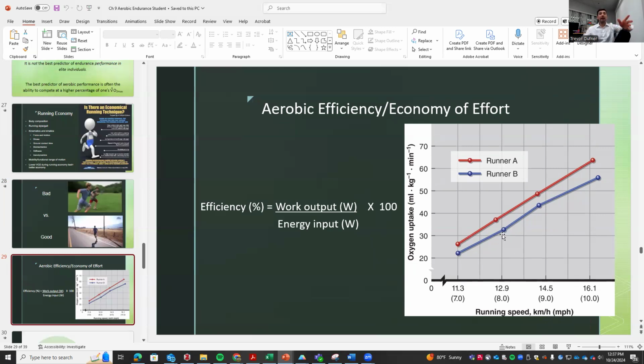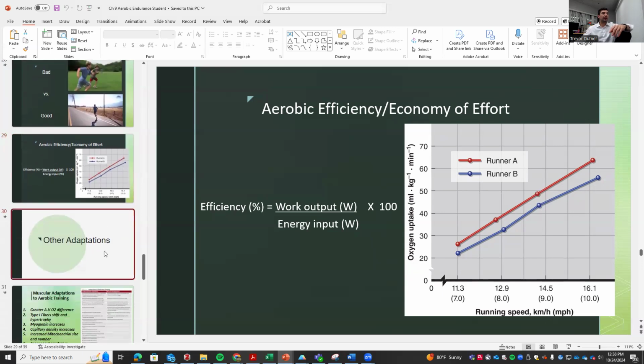If they can run at 14.5 kilometers per hour, or 9 miles per hour, right? They can run at that same speed, but utilize less oxygen. Therefore, they are likely utilizing less ATP through aerobic glycolysis or out of the oxidative system. And therefore, they are likely more efficient to do the same race pace or do the same amount of work. It requires less oxygen from them, okay?